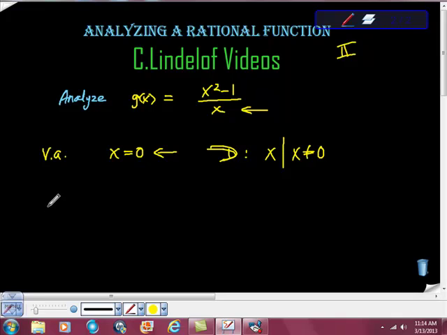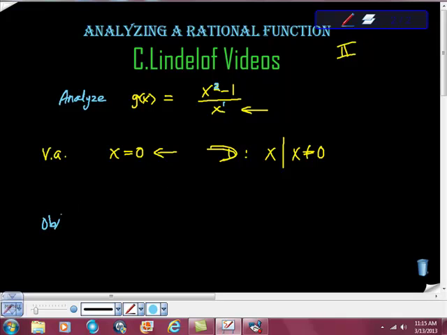The next thing we're going to look for is horizontal asymptotes, and this function actually doesn't have a horizontal asymptote. It has something called an oblique. The way that we find an oblique asymptote is by looking for this pattern. I'm looking for the degree of the polynomial in the numerator, which is 2, and the degree of the polynomial in the denominator, which is 1. Because the degree on the top is higher than the degree on the bottom, we have to do some division.